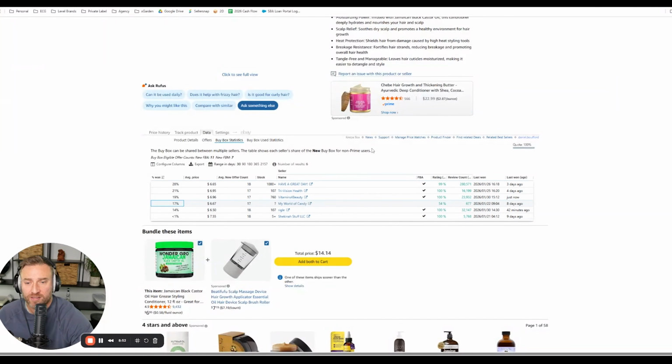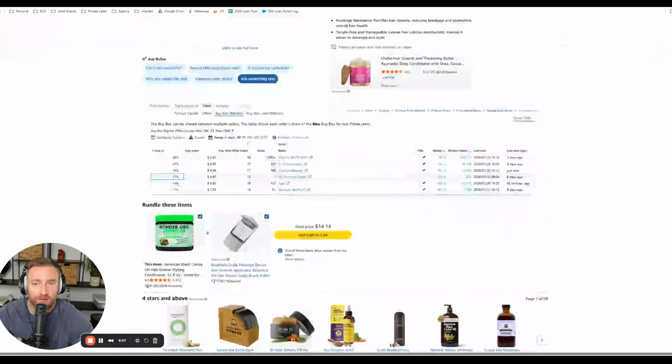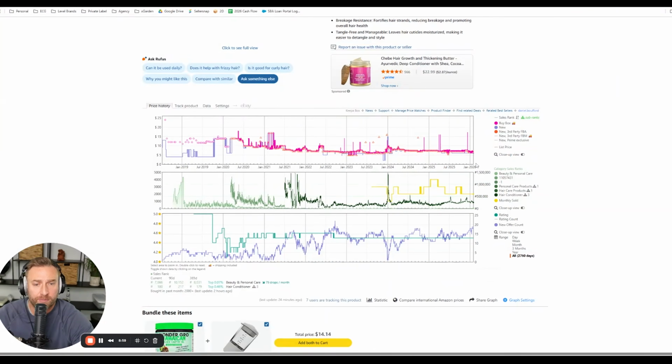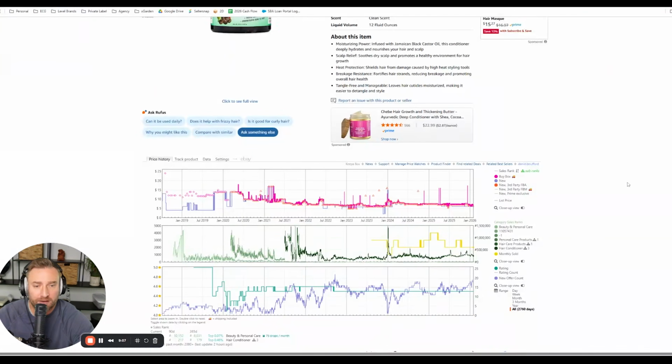So if you can get a decent price on this product, it looks like a pretty solid opportunity because I'm seeing a long-term stable price history, good velocity, 2,000-3,000 units per month. So if I were to be added as seller number 13 and price competitively, I would expect to sell 500-600 units a month or more of this product.